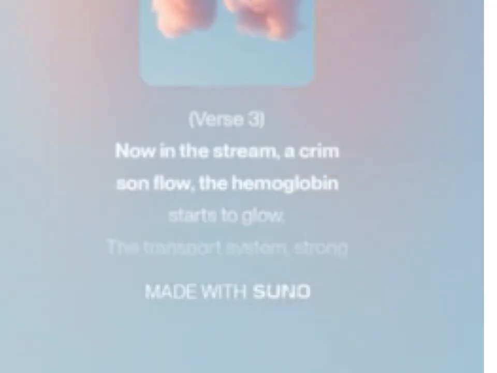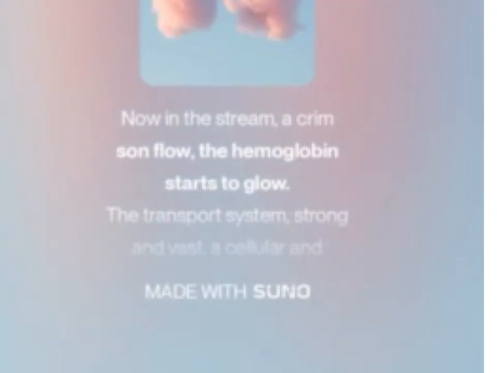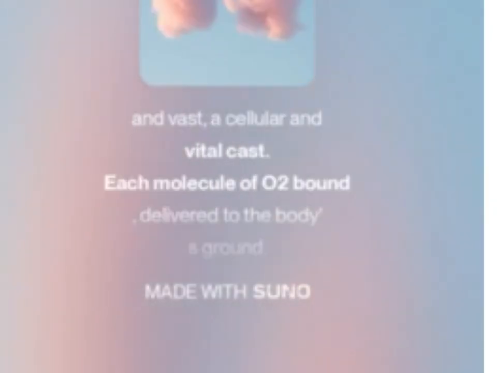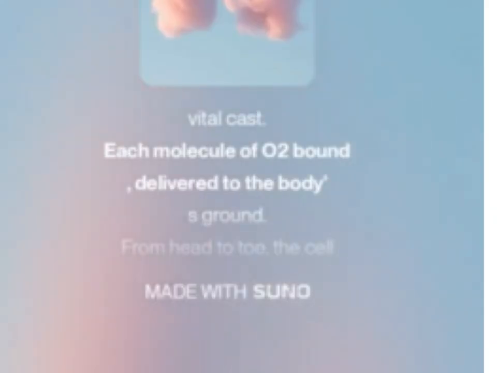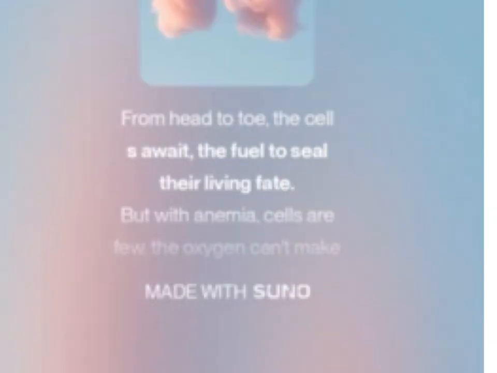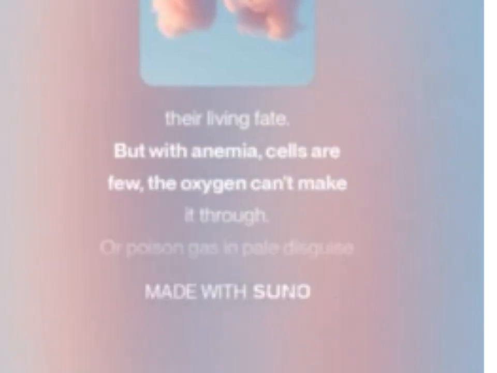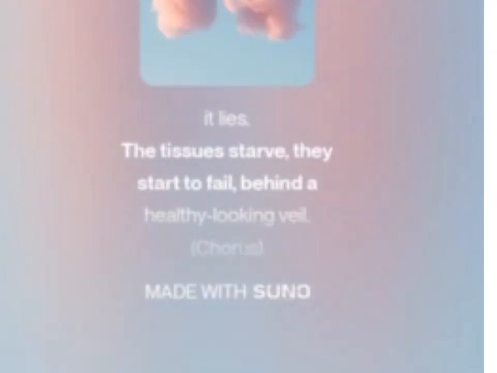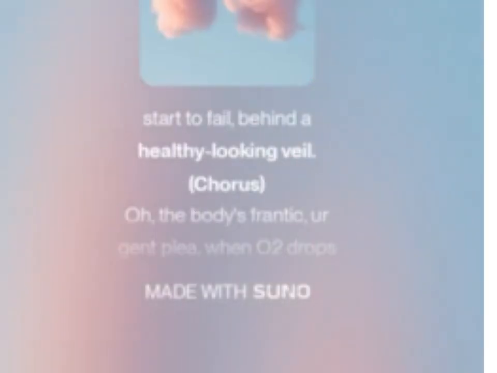Now in the stream, a crimson flow, the hemoglobin starts to glow. The transport system strong and vast, a cellular and vital cast. Each molecule of O2 bound, delivered to the body's ground. From head to toe, the cells await the fuel to seal their living fate. But with anemia, cells are few, the oxygen can't make it through. Or poison gas in pale disguise binds hemoglobin, tells it lies. The tissues starve, they start to fail behind a healthy looking veil.